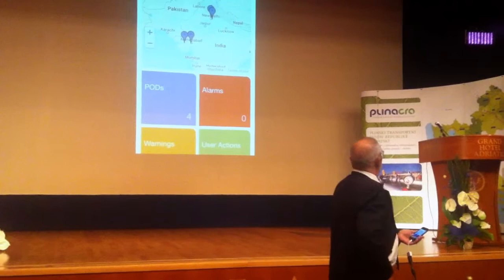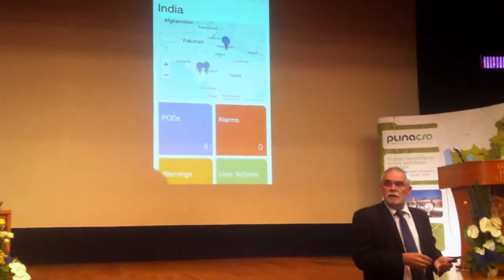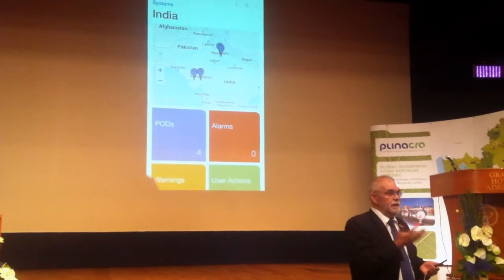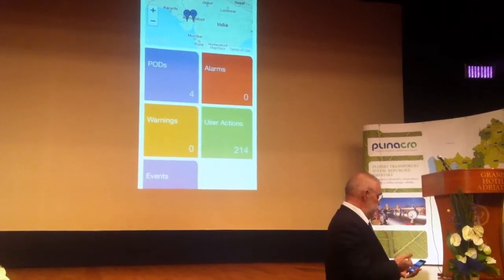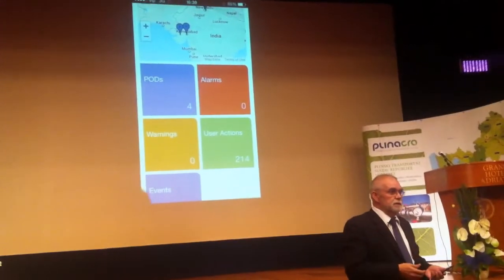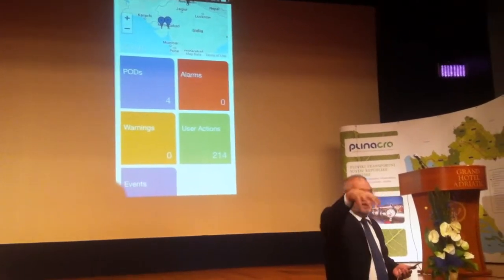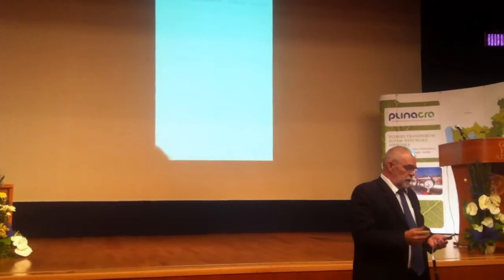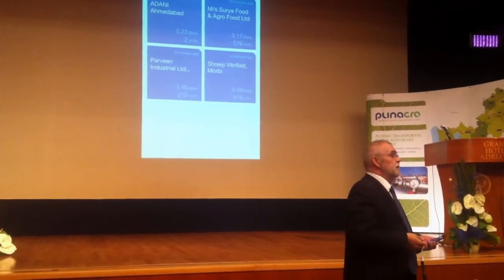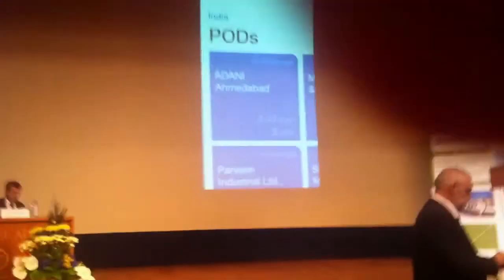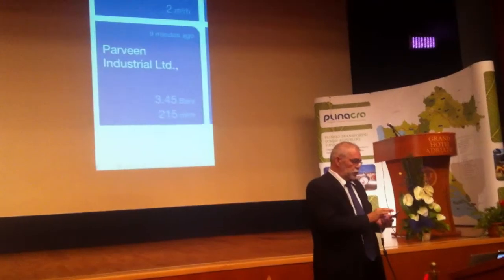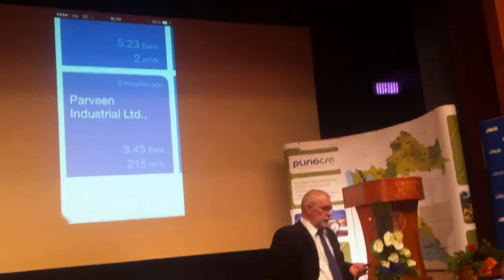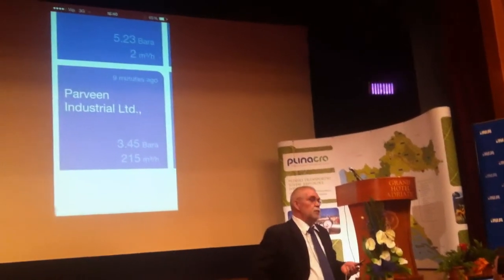As you can see, we have 4 sites, 2 different places now in India. They're actually really live. It happens right now, and you can see that we have alarms and warnings and events exactly as in all SCADA systems, and they have these PODs, actually the sites where the gas transfer is going on. You can see the latest information from Ahmedabad, for example, we got 10 minutes ago. Actually, it was a very slow consumption and good pressure. But if we go to Pravin Industrial Limited, 9 minutes ago, they had 3 bars and 200 cubic meters per hour.